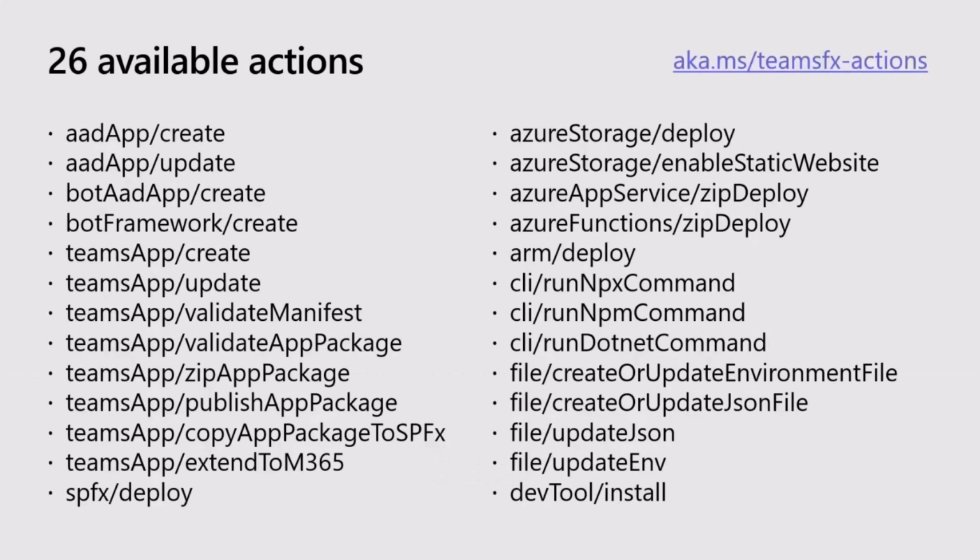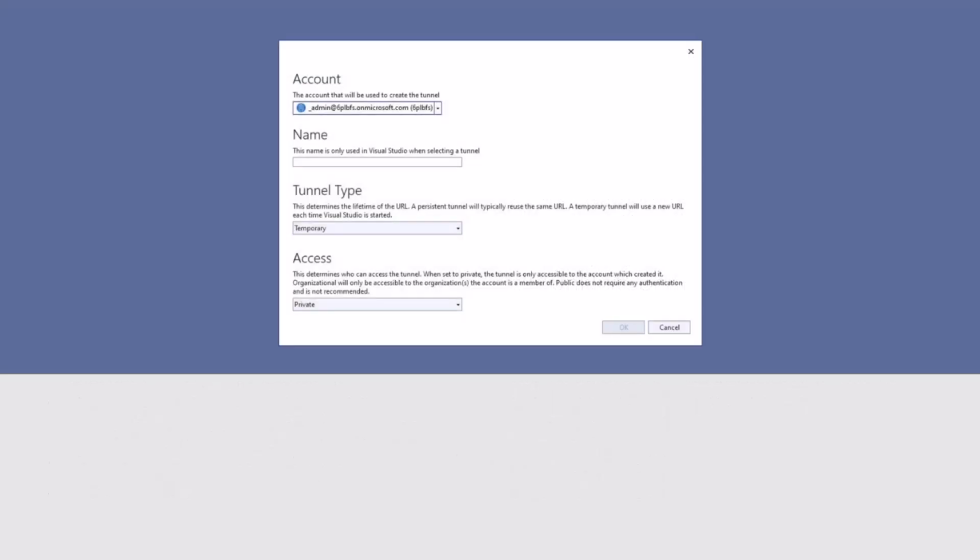There are at the moment 26 available actions, and you can see some of them on the screen. The short link aka.ms/teamsfx-actions has all of the information on how to use these actions and what you would use them for, although they are pretty descriptive. They range from doing things in Azure to updating Teams apps, SharePoint Framework, or just running CLI commands as well. So there's lots of variation in there, lots of flexibility.